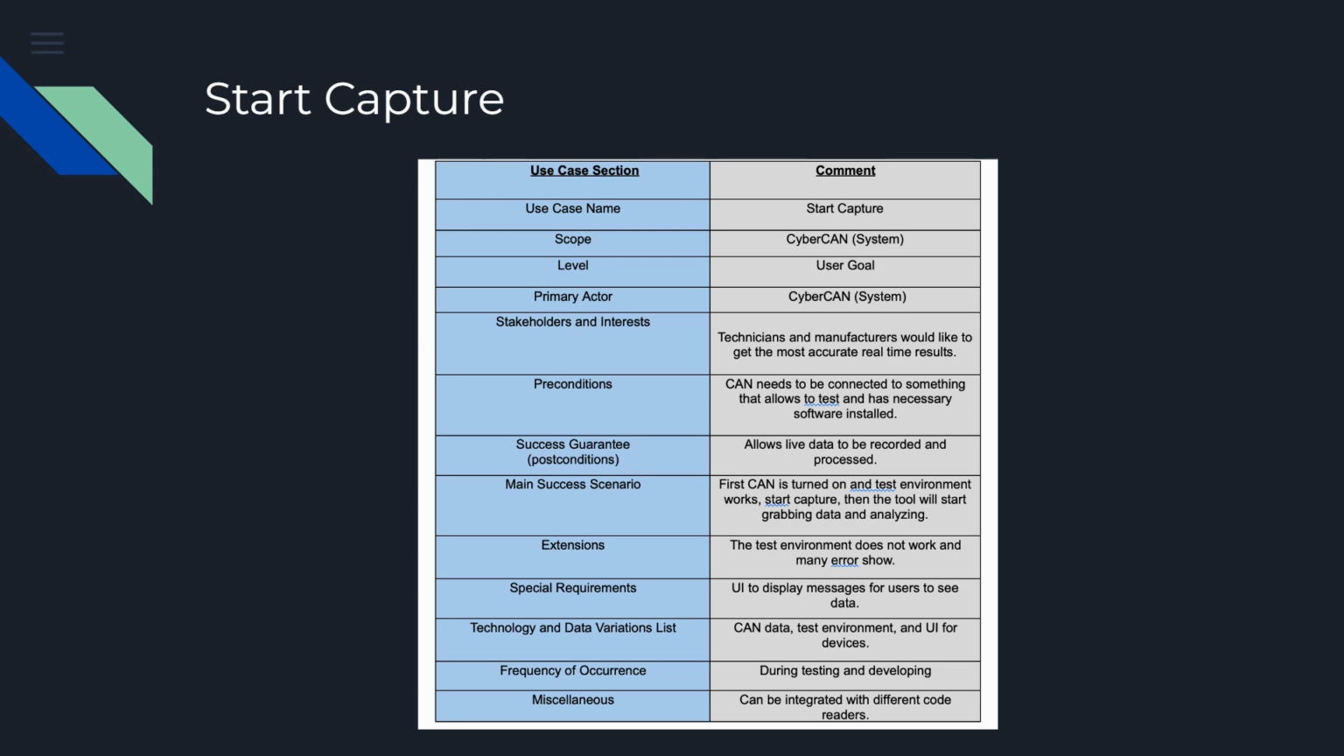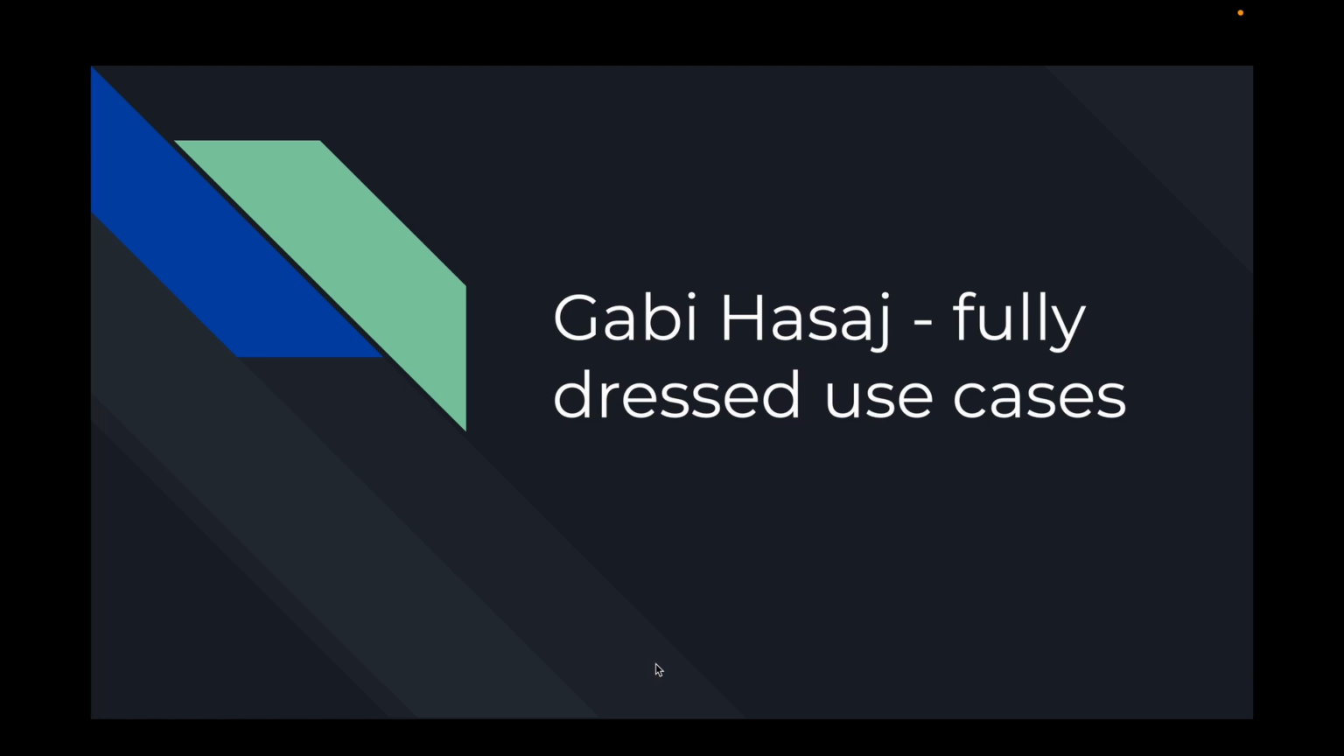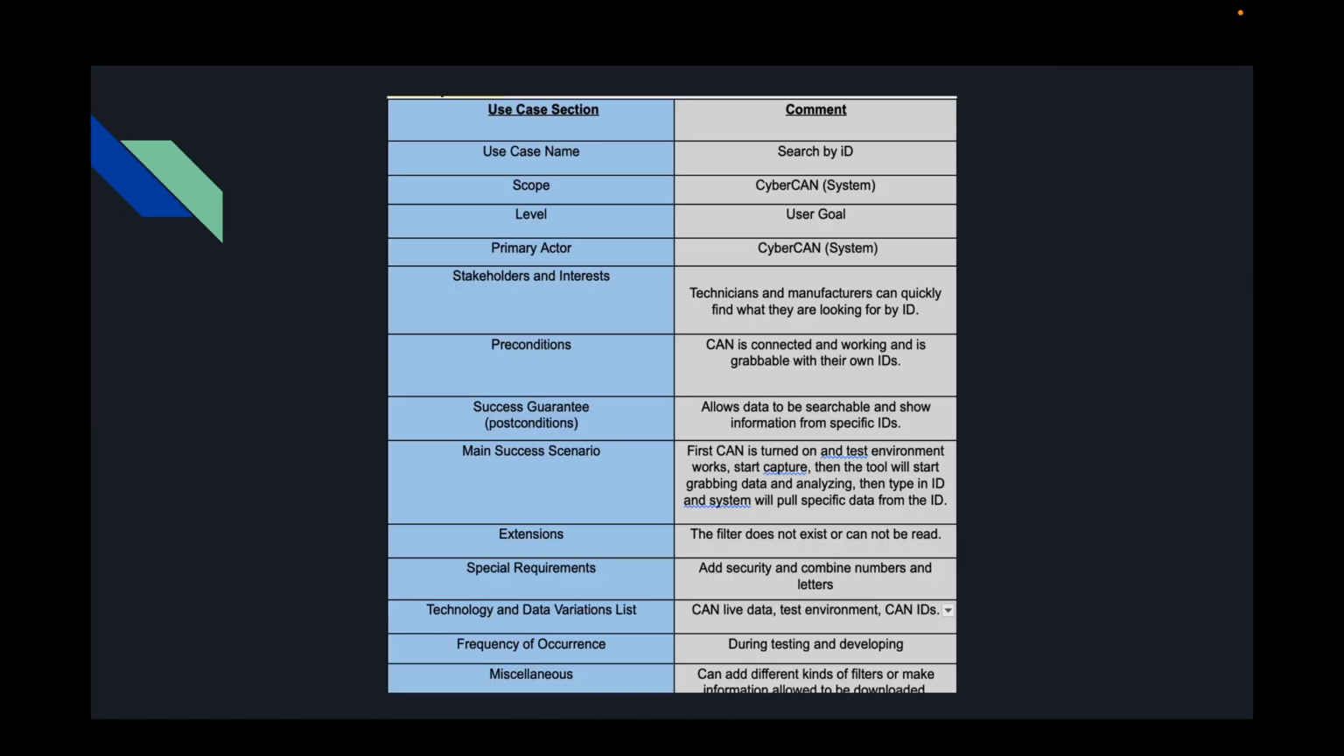fully dressed use cases. I'll be Hosai, and I'll be going over the 5 fully dressed use cases. The first one is search by ID. The scope is CyberCAN. The level is user goal. Primary actor is CyberCAN. The stakeholders and interests are the technicians and manufacturers, so that they can easily go in and put in the ID that they're looking for, and the data will come out.